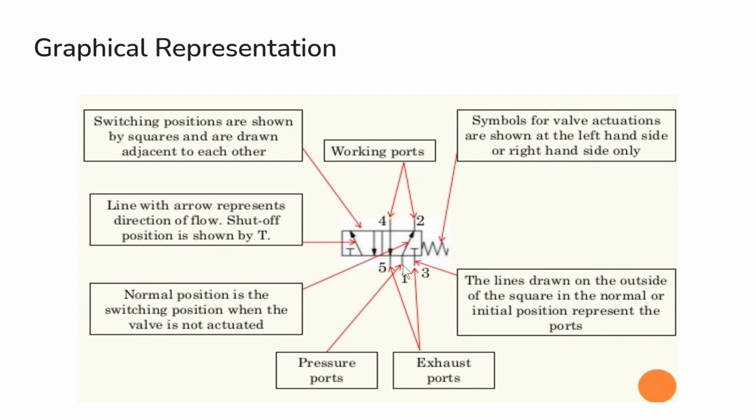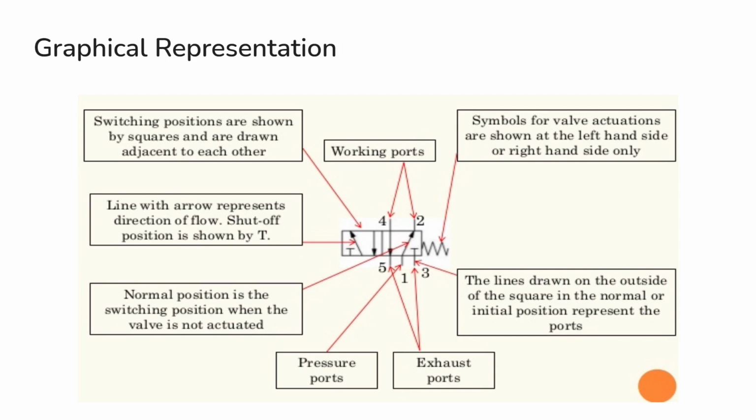And we have this thing. I told you valves are usually controlled by actuation. So the actuation symbols are indicated either on the right side or left side. This is the spring return. Spring return just means that if you switch it on and then after our process we release it, it comes back, because it's spring return.